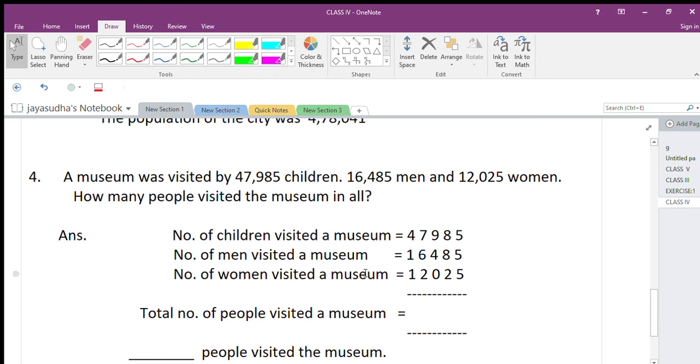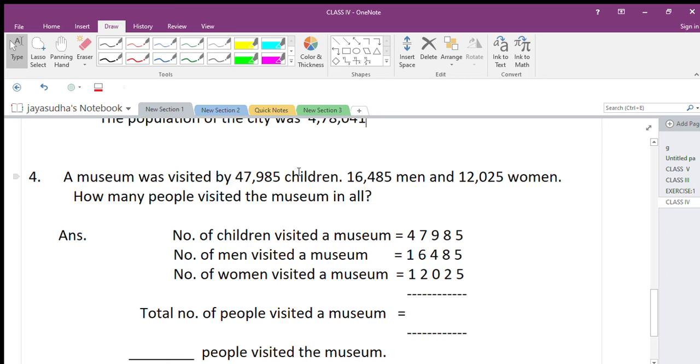Then move on to the next. A museum. Does anybody know this museum? Have you visited any museum? In Chennai there is a museum, isn't there? Did you go to visit that museum? In some schools they have a picnic, and you go to that museum. Same like that.